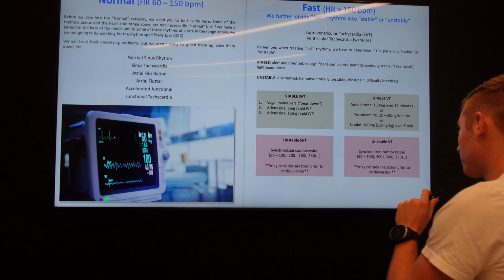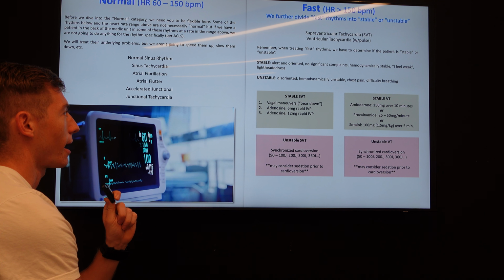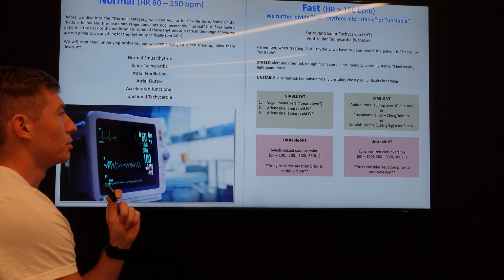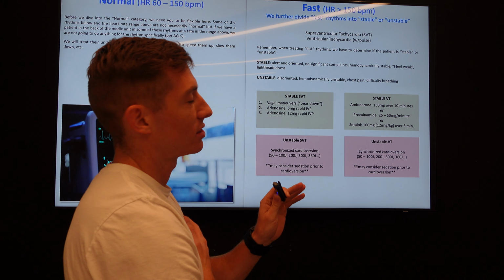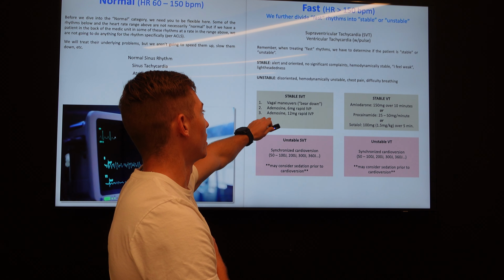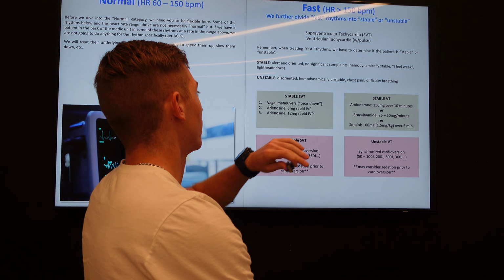Stable ventricular tachycardia, we are going to give amiodarone. So because this is happening below the atria of the heart, that's why it's going to determine whether we use adenosine. Adenosine is above the heart, amiodarone is going to be ventricular, below the heart.